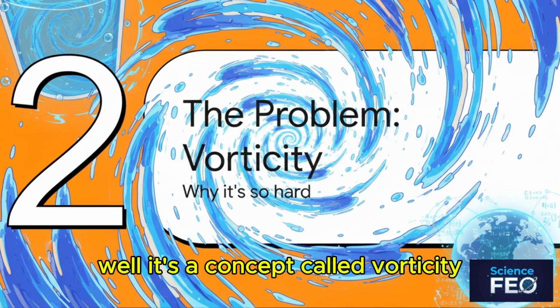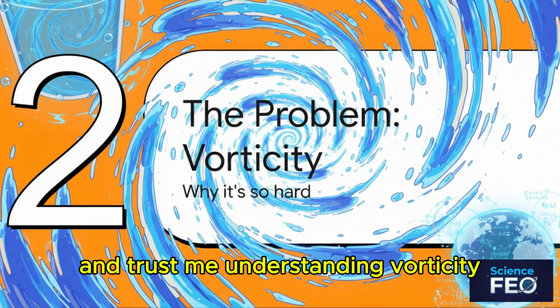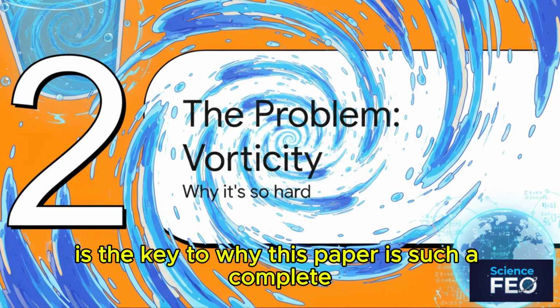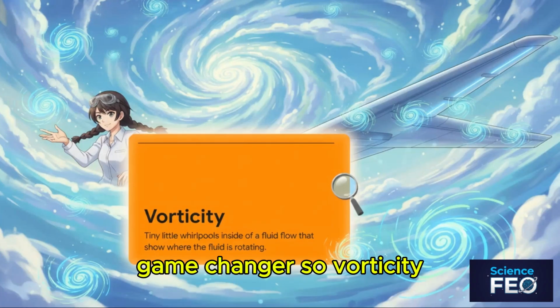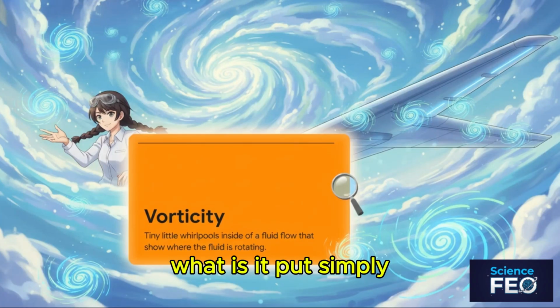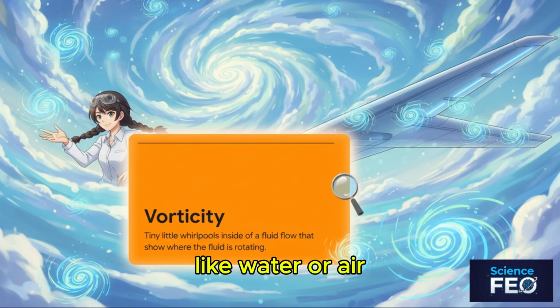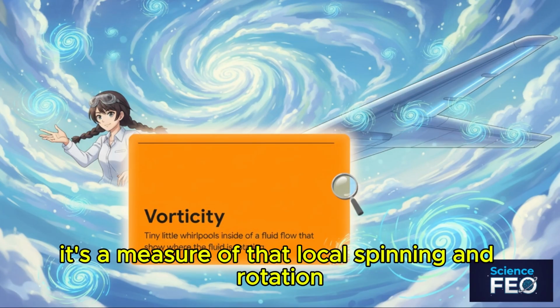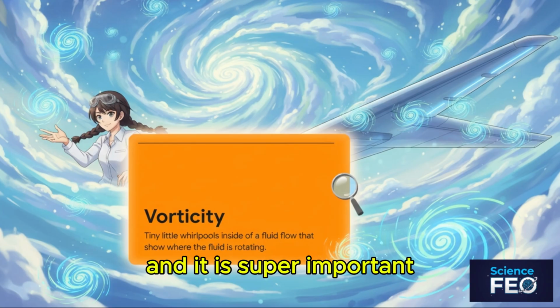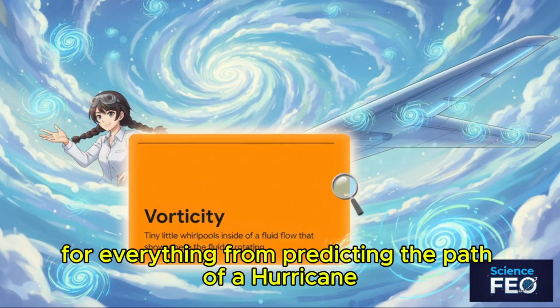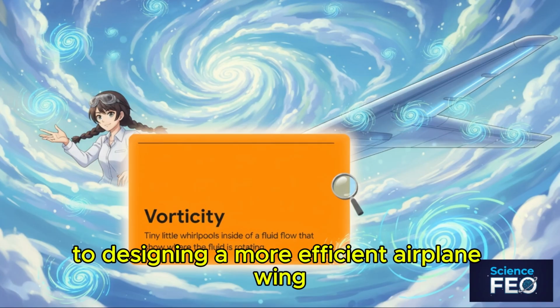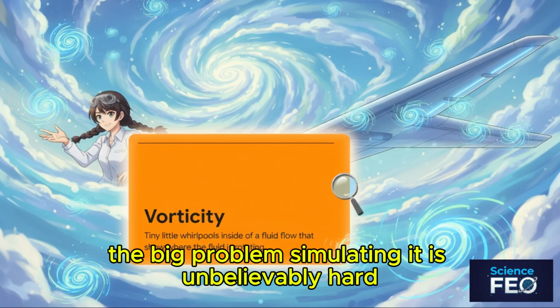Well, it's a concept called vorticity. And trust me, understanding vorticity is the key to why this paper is such a complete game changer. So, vorticity, what is it? Put simply, it's all about the tiny little whirlpools inside a fluid, like water or air. It's a measure of that local spinning and rotation, and it is super important for everything from predicting the path of a hurricane to designing a more efficient airplane wing. The big problem? Simulating it is unbelievably hard.